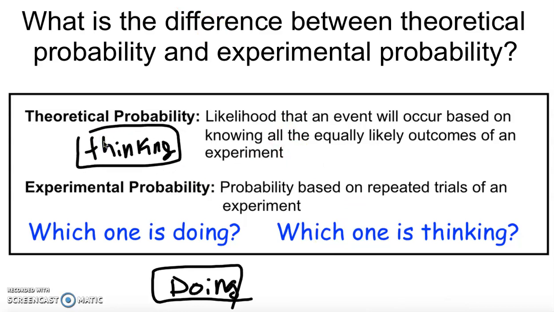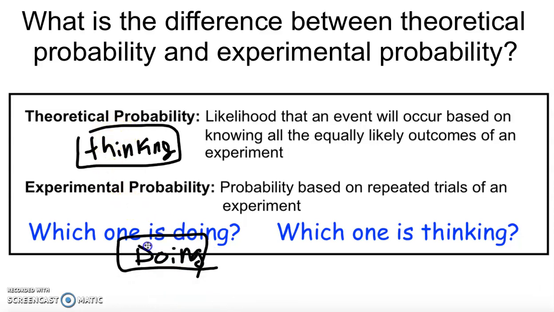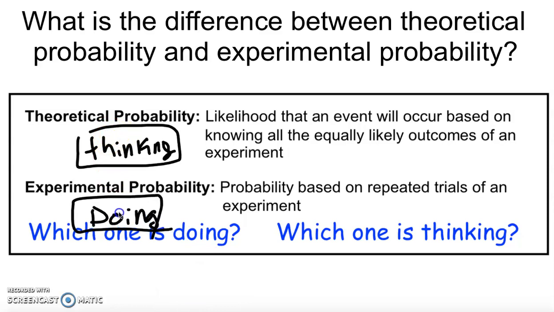Experimental probability is based on trials. If you've ever heard of a clinical trial, like they're trying to find an experimental drug or something by doing an experimental trial, that's actually doing. So experimental probability is doing it. Theoretical probability is thinking about it.